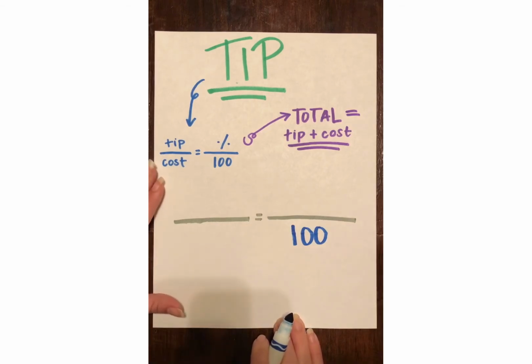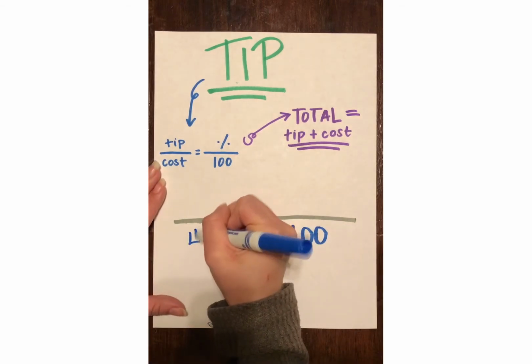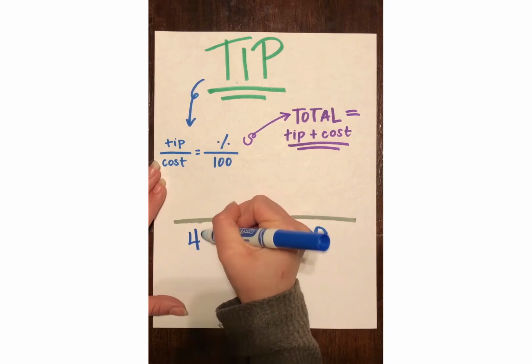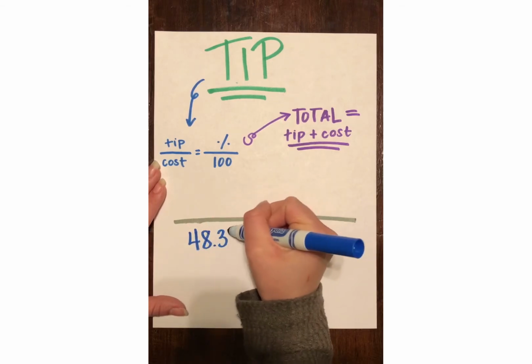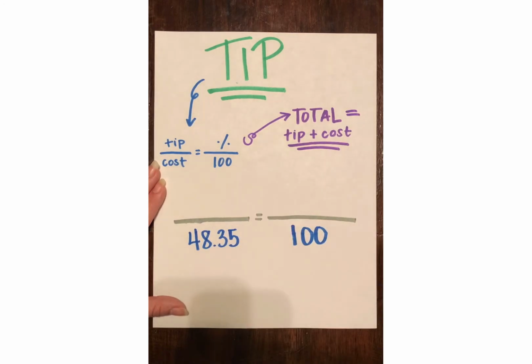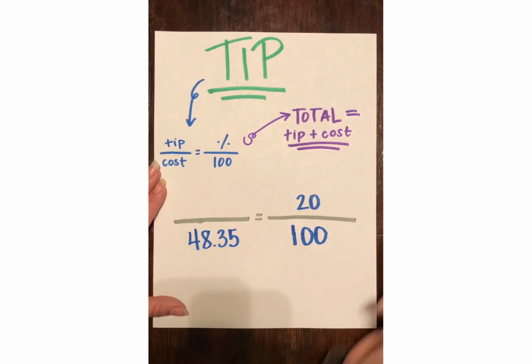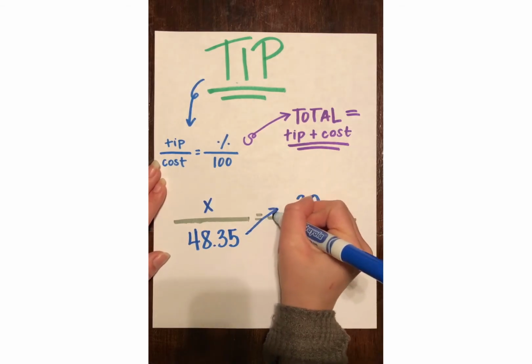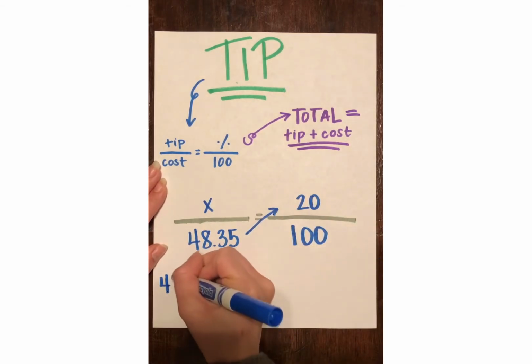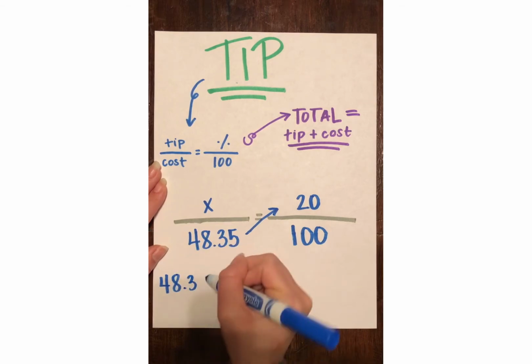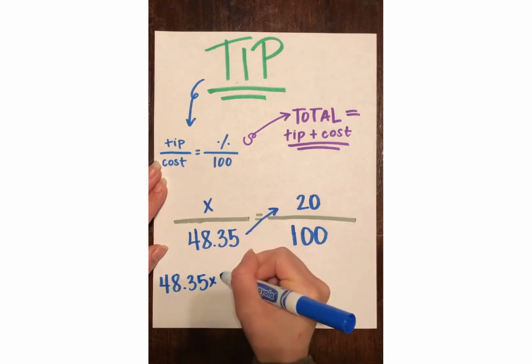Now it told us the bill total was $48.35. And they want to tip 20%. Percent always goes over the 100, which means I'm solving for my tip. So first I cross multiply. I'm going to do 48.35 times 20.